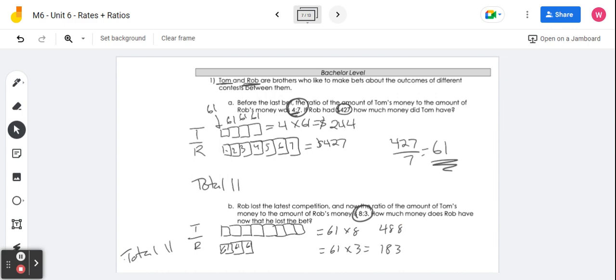So how much money does Rob now have? Rob now is down to $183. Excellent. Please make sure that this is in your notebook as well. Let's move on to partner practice in class.